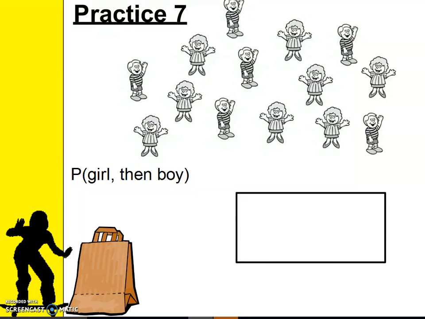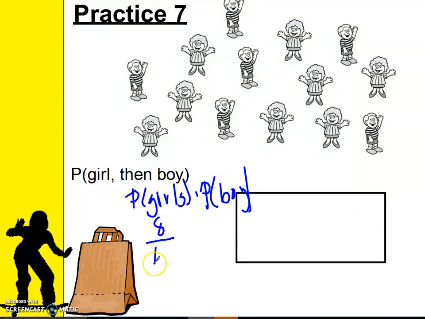A bag contains the names of 8 girls and 6 boys. You draw 2 names from the bag. Without replacing the first name, find the probability of girl, and then find the probability of boy. So we have 8 girls out of a total of 14. One of the girls is now gone. So we have 6 boys out of 13.